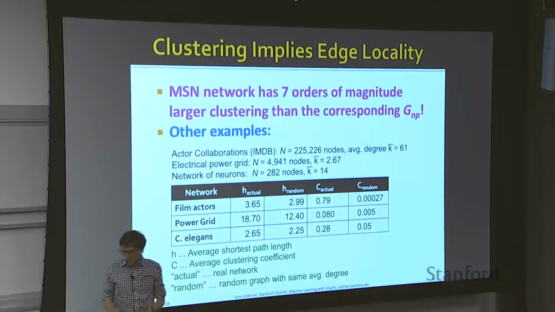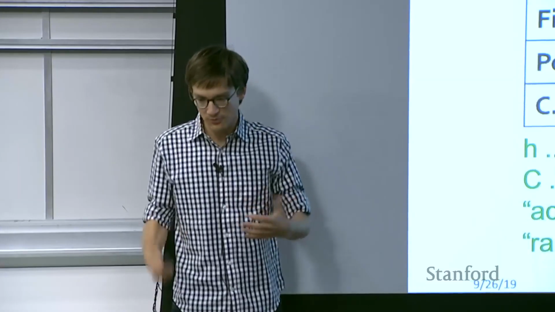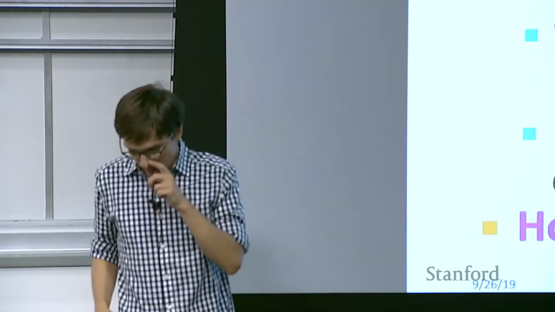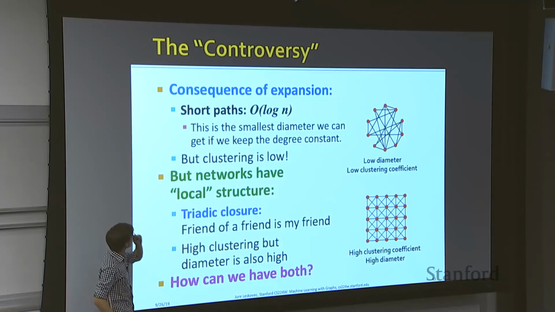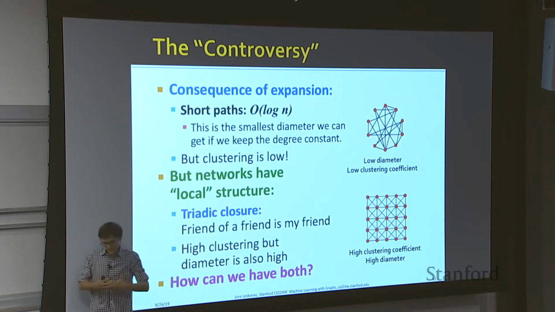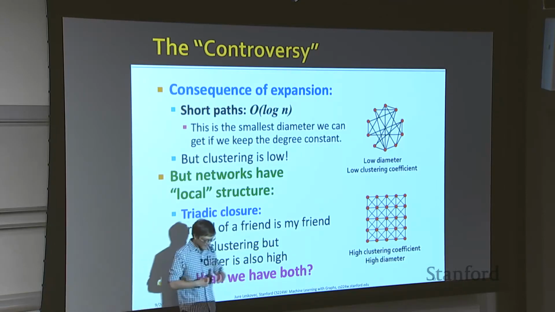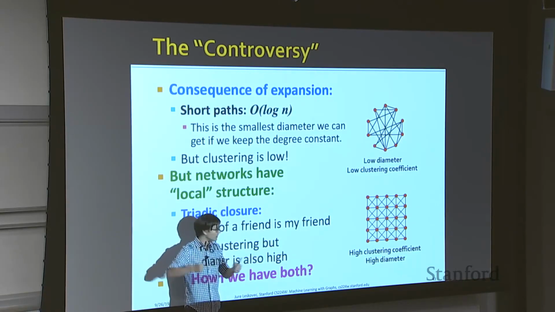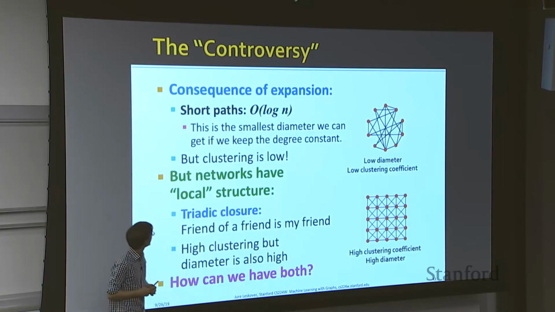And the question is, why is that? Can we get the two to match, for both of them to match? So here's, in some sense, the controversy, right? The consequence of this expansion property I showed you before is that the diameter is small, right? So essentially, this is the smallest diameter you will get if you keep the degree constant, right? So if you want the shortest paths to be short, the best thing to do is to have a random graph. That's great.